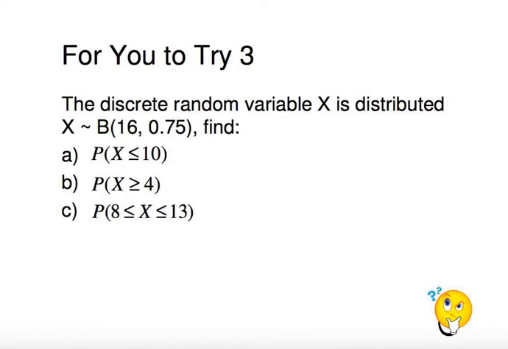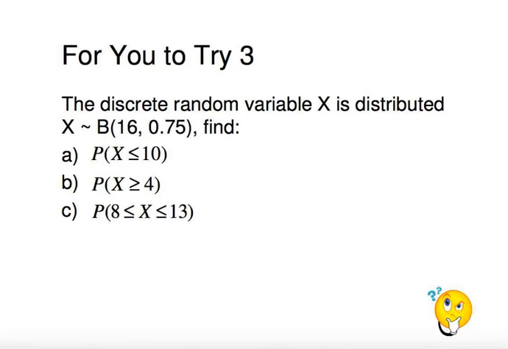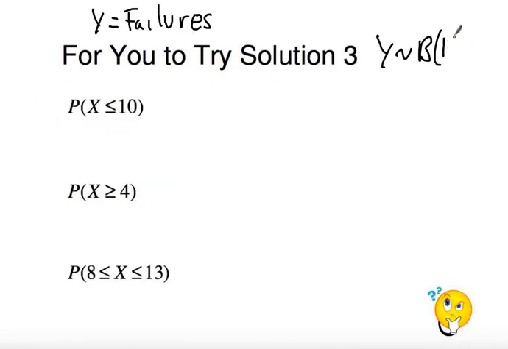Okay, so welcome back. Let's have a look at the solution. First thing we need to do, I just want to say y equals the failures. Okay, so it's important that you do things properly. You definitely need to indicate the distribution. Now, we were told that we had 16 trials and probability of success 0.75, so we're still going to have 16 trials, but the probability of a failure is 0.25. So if the probability is x less than or equal to 10, then we want the probability y is greater than or equal to 6.